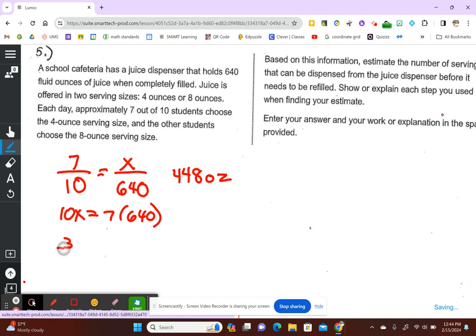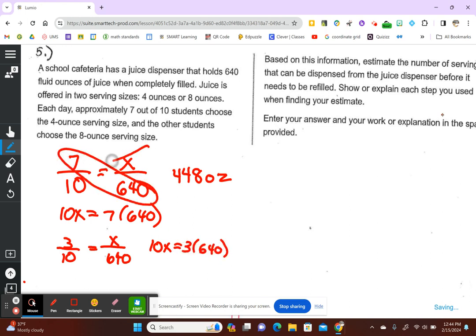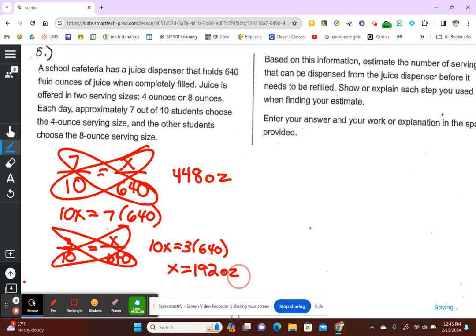Then it says 3 out of 10 like the 8-ounce option. And if I do 10x, 10 times x equals 3 times 640, using the cross product property rule, this times this equals this times this, I get x equals 192 ounces. So I know 448 ounces comes from the 4-ounce serving, and 192 ounces comes from the 8-ounce serving.